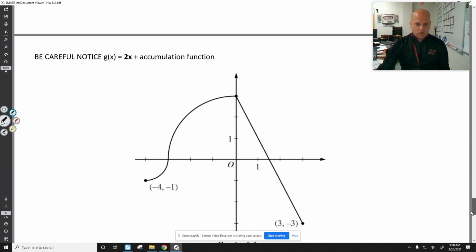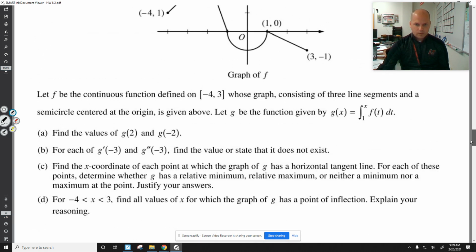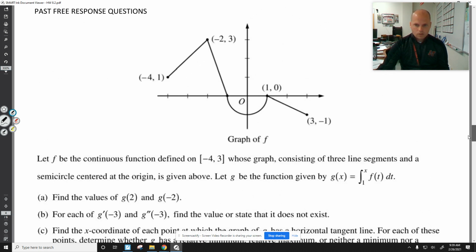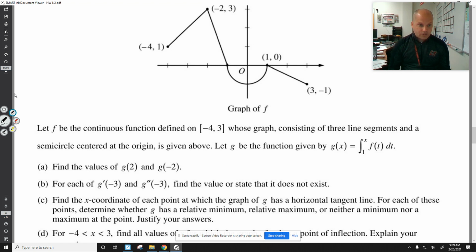All right, we got some free response questions. Try to get through them fairly quickly. So these are actual free response questions from actual past tests. This is something you'd be ready to do for your test, which is coming up very shortly because it's a 2-lesson unit.